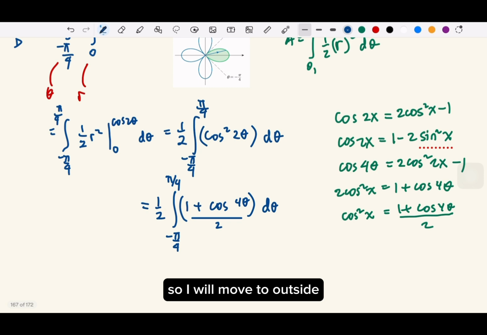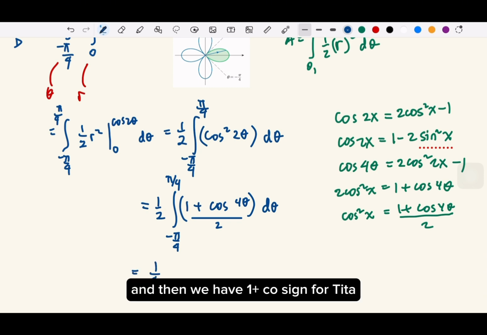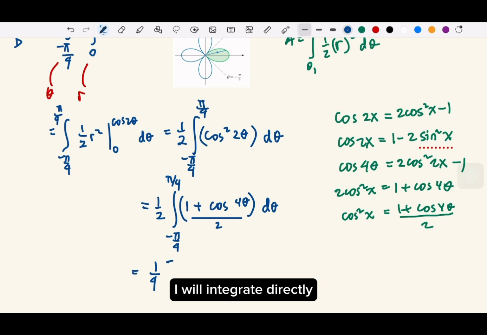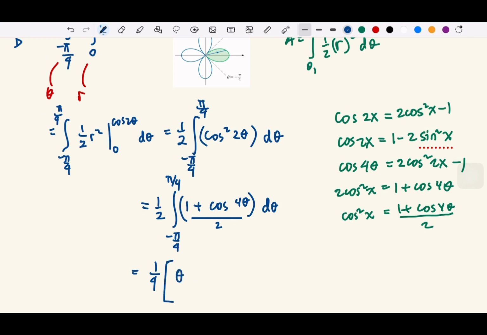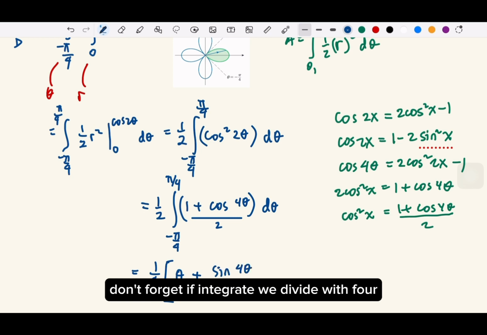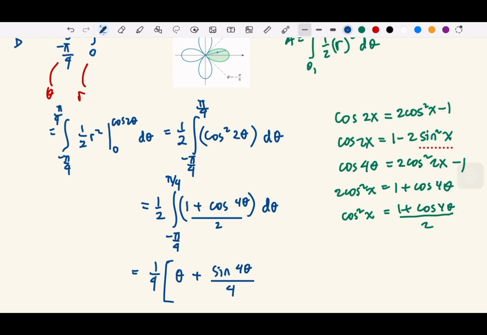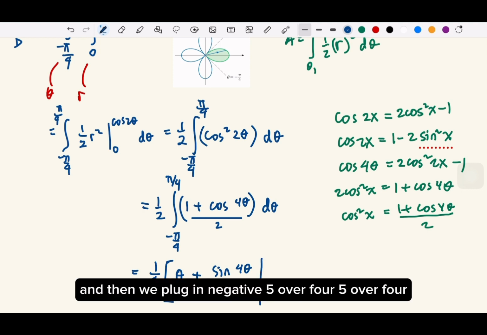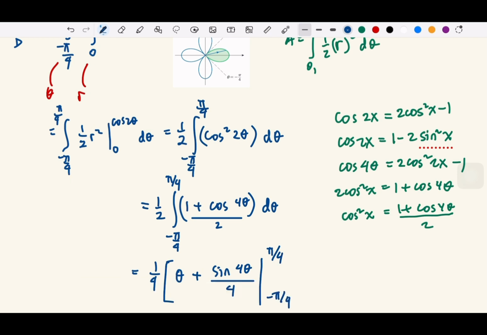So I will move the 2 outside. It will be 1 over 4. And then we have 1 plus cosine 4 theta. I will integrate directly. This will be theta. Cosine integrates to sine 4 theta. Don't forget, if we integrate, we divide by 4. And then we plug in negative pi over 4 to pi over 4.